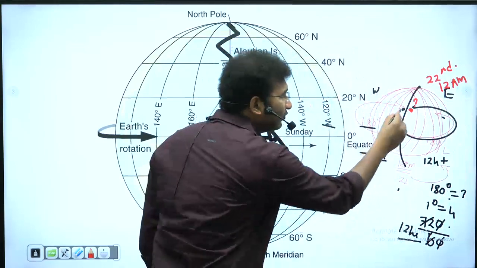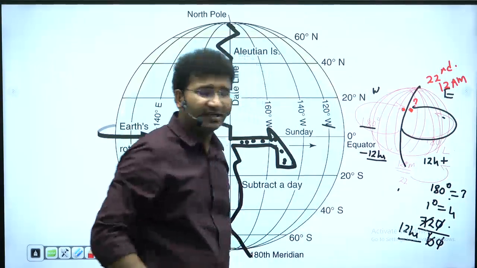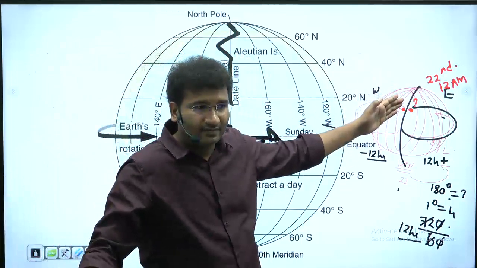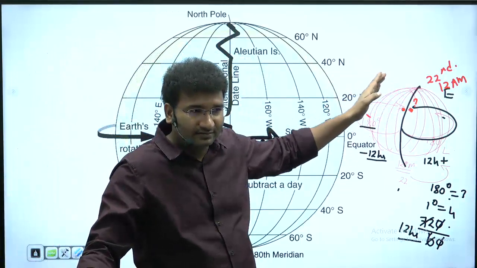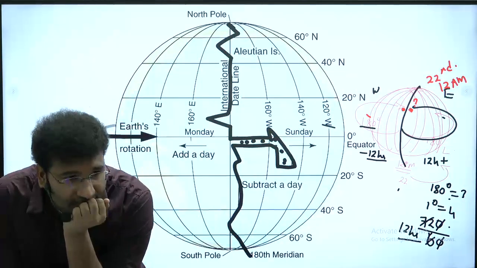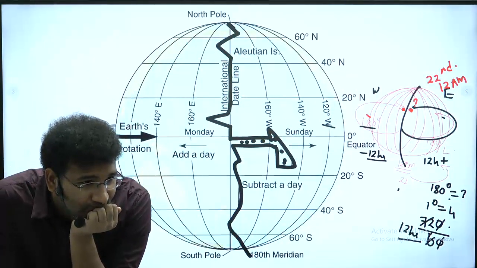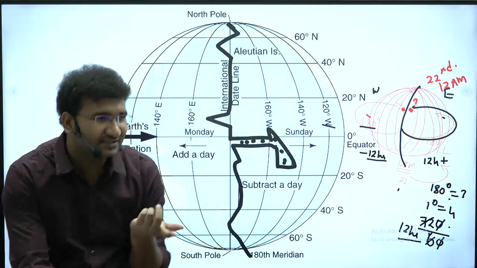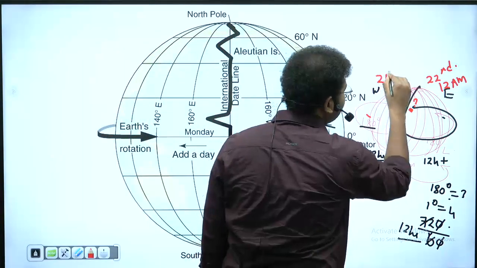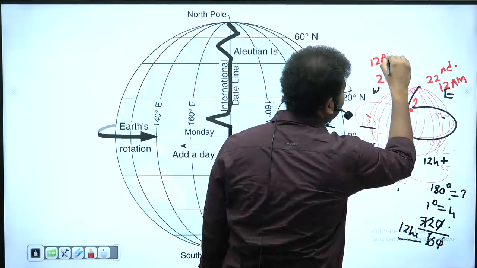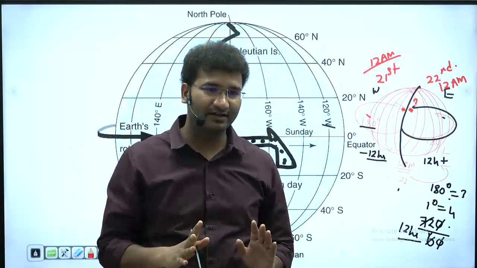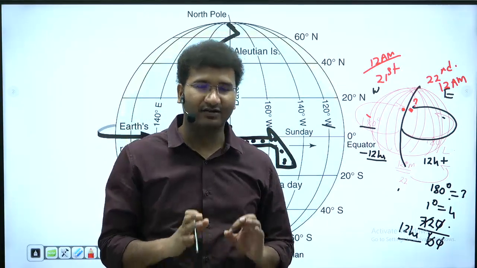Now you tell me what will be the time at 179 degrees east and 179 degrees west. Yes, वो 21st होगा. बस ये 21st होगा. वहां पर भी 12 AM ही है. एक दिन का फर्क होता है पूरा. राइट? हाँ, 24 आवर्स का फर्क है.